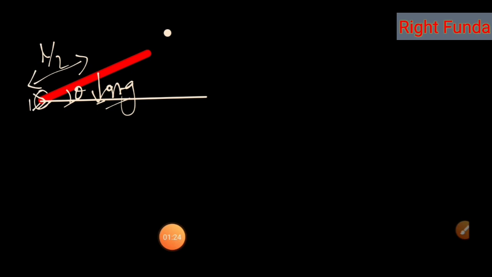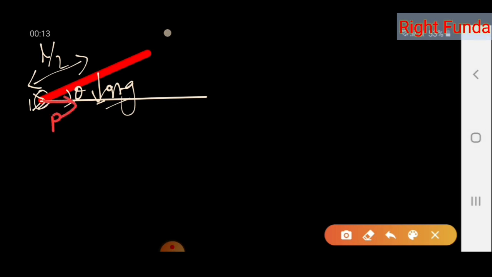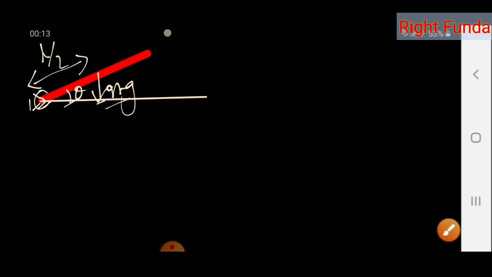So if you see the free body diagram of the block, mg is the only force, and here there are two forces acting: Rx and Ry, the hinge reaction. But if I take the torque about this point, they will not produce any torque. Only mg is the force that is producing torque.